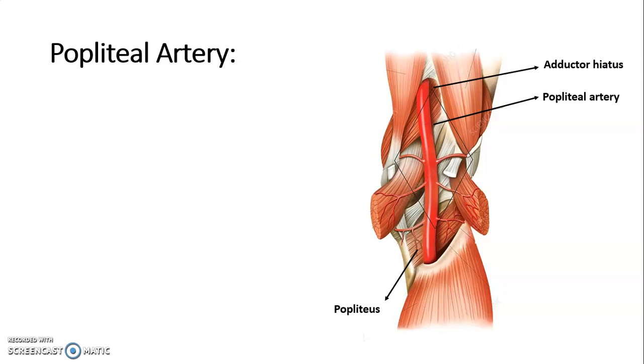Popliteal artery is a continuation of the femoral artery at the adductor hiatus. This is adductor hiatus. What is adductor hiatus? Adductor hiatus is a hiatus or a hole or a gap in the adductor part of the adductor magnus muscle. When the femoral artery passes through this adductor hiatus, it changes its name and becomes popliteal artery.